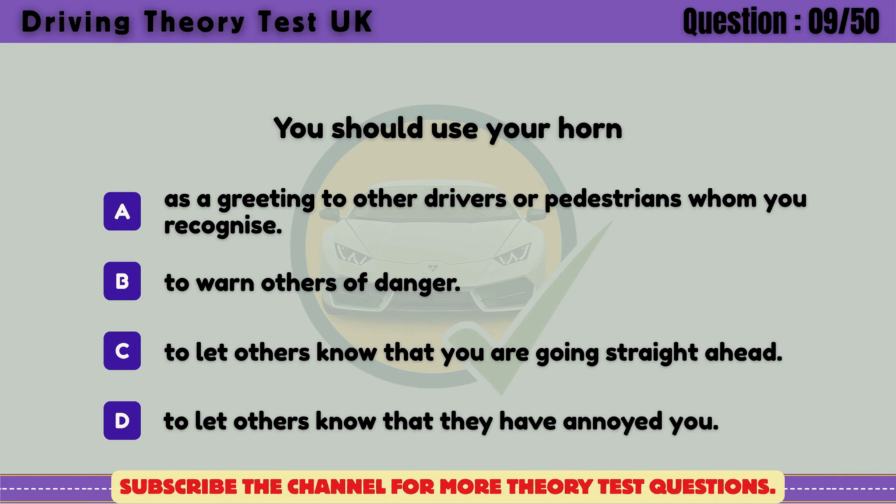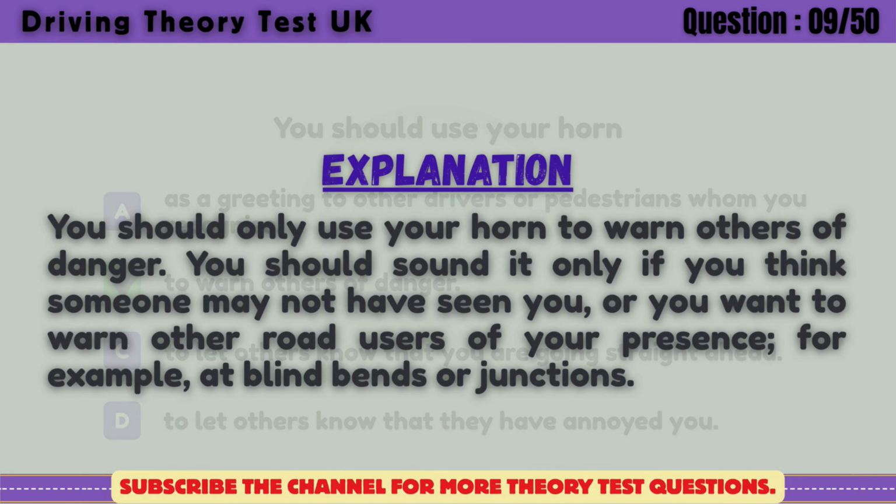Question 9. You should use your horn. Option A. As a greeting to other drivers or pedestrians whom you recognize. B. To warn others of danger. C. To let others know that you are going straight ahead. D. To let others know that they have annoyed you. Answer is B. To warn others of danger. You should only use your horn to warn others of danger. You should sound it only if you think someone may not have seen you, or you want to warn other road users of your presence, for example, at blind bends or junctions.